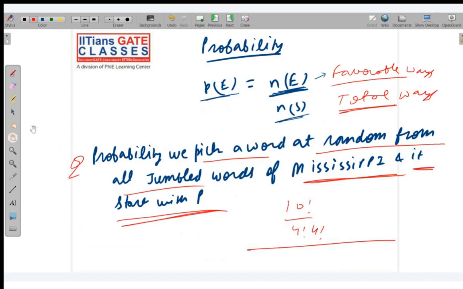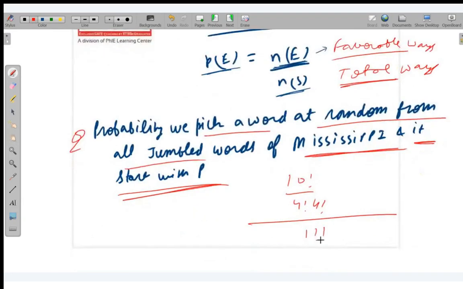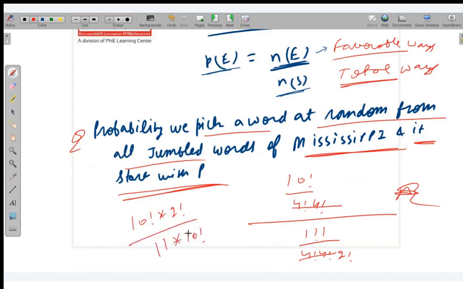Total, what were we having? 11 factorial divided by 4 factorial, 4 factorial, 2 factorial. So just solve it and get the answer. Okay, I think we can easily solve it here itself, no problem. 4 factorial, 4 factorial, this is gone. Then 10 factorial multiplied by 2 factorial divided by 11 factorial. Now 11 factorial is nothing but 11 into 10 factorial. This and this are gone. So finally 2 by 11 is the answer. It's a very simple calculation. 2 divided by 11 is the answer.